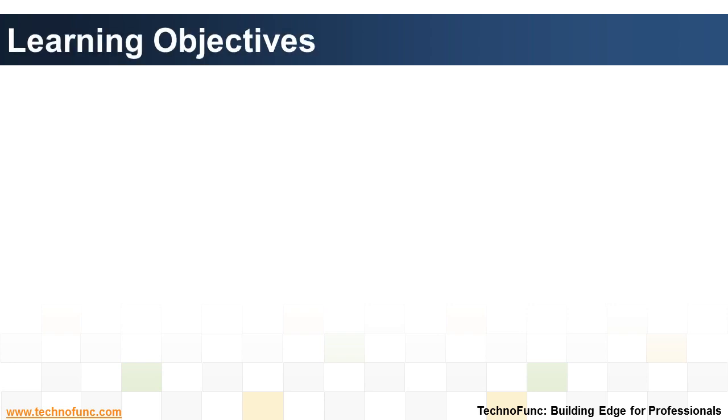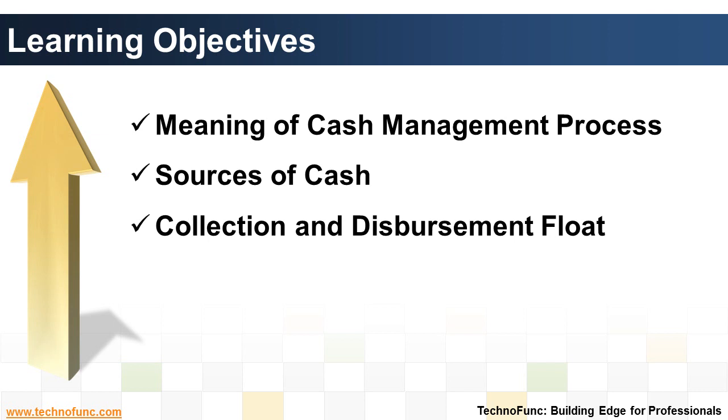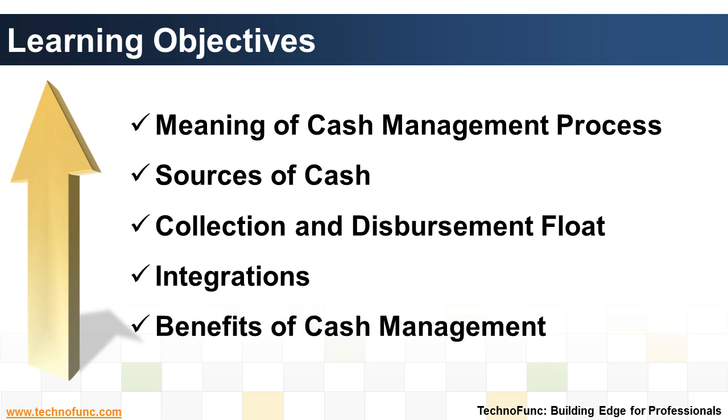The learning objectives of this capsule are: learn the meaning of cash and what we mean by cash management process. Understand the inflow and outflow sources of cash. Understand float, two types of float known as collection and disbursement float, and its importance in cash management process. Learn about various integrations to cash management and the way transactional data flows in a company. And lastly, learn about the benefits that an effective cash management system brings to any organization.